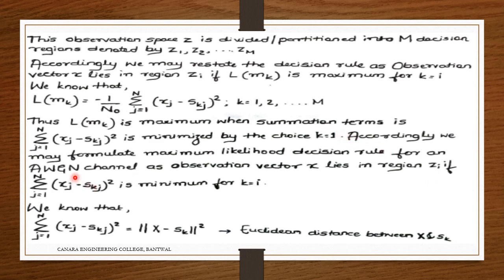Accordingly, we may formulate the maximum likelihood decision rule for an AWGN channel as: observation vector x lies in region Zi if the summation of j equals 1 to capital N of xj minus skj the whole square is minimum for k equals i.